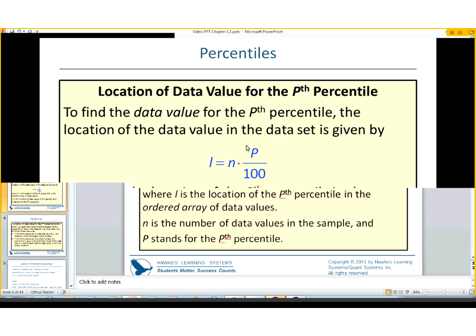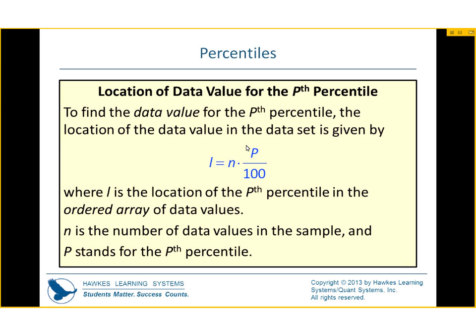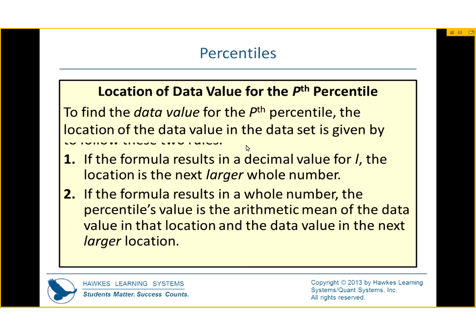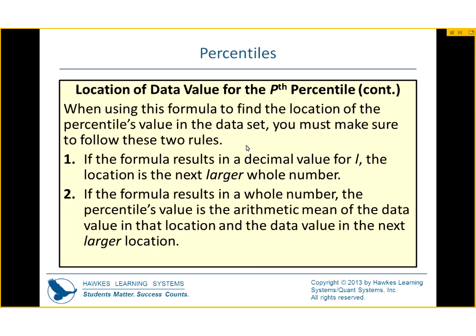So the first thing you need to know about percentiles is there are two different ways to calculate them. The first one is the location of the data value for the P percentile. If I want to find the 20th or the 30th percentile in a group of data, I'm going to use this formula: location equals the sample size times the percentile over 100. I'm going to give you an example of how to do it. There are rules that you follow, and the two examples will show you each rule.